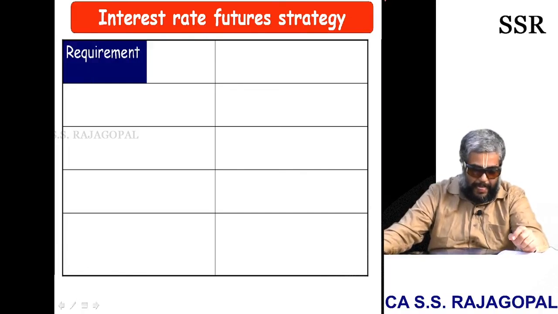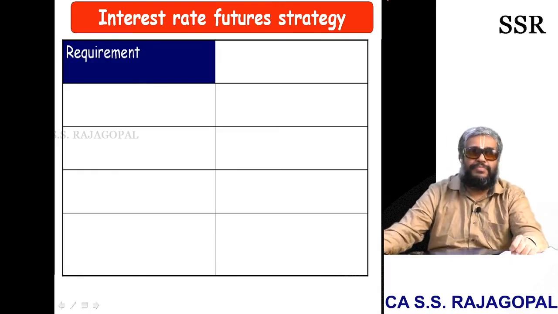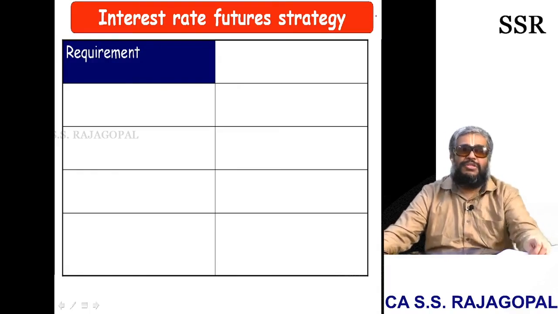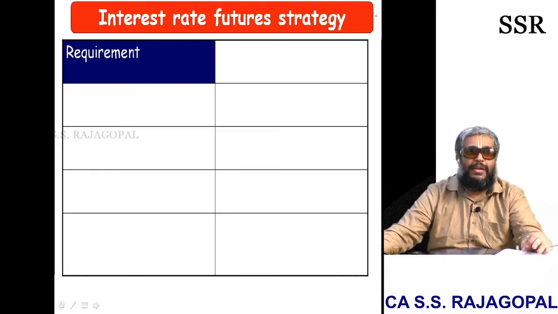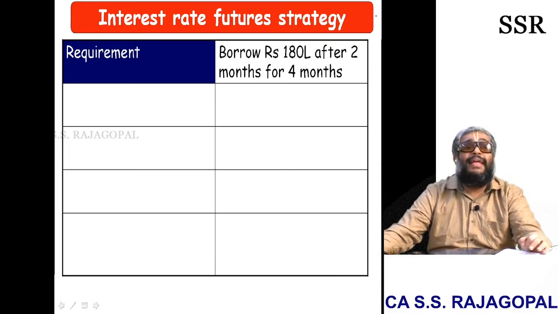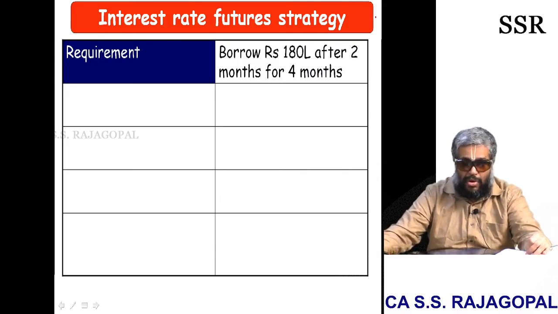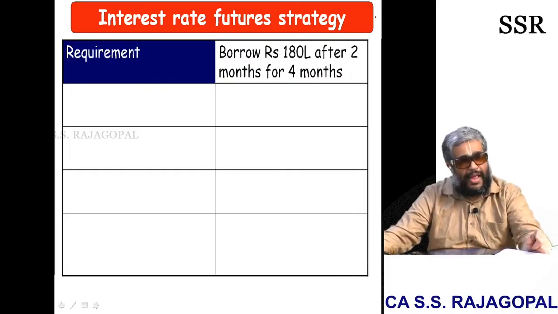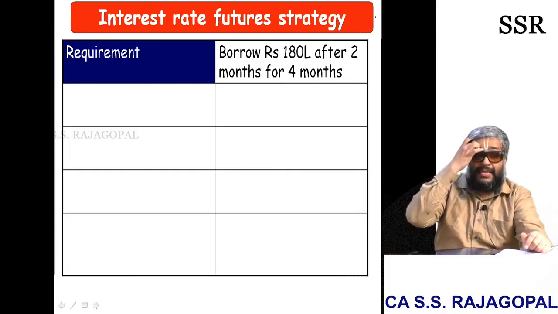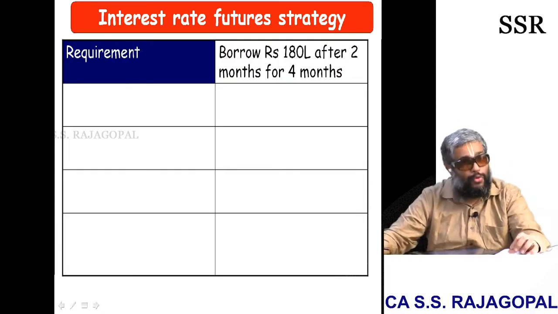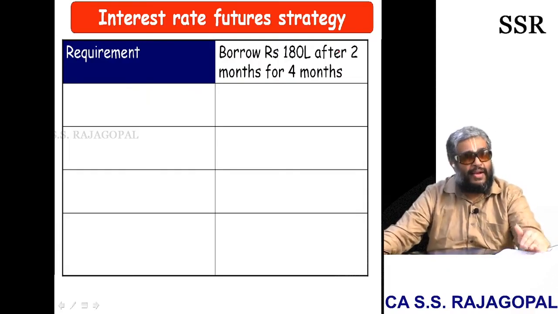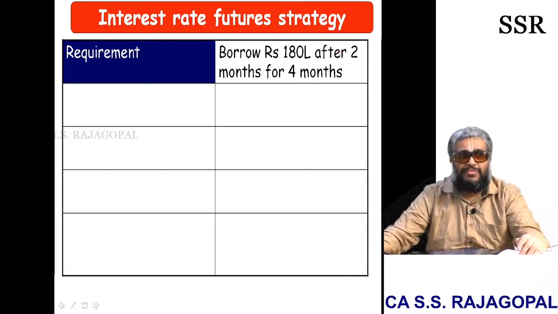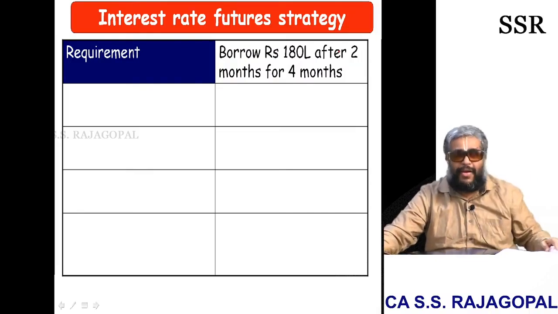Okay, first, requirement. Borrow 180 lakhs, 1 crore 80 lakhs, 18 million. Borrow 180 lakhs after 2 months. Today is December 1, I am going to borrow after 2 months. I have to borrow 180 lakhs after 2 months for 4 months. This is the question order. Requirement. Yes or no? Next.